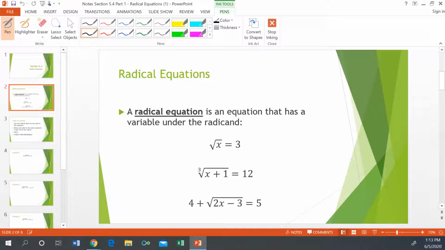A radical equation is an equation that has a variable under the radicand. Remember, the radicand is what's under the radical. It doesn't have to be a square root. It could be a cube root or a fifth root. It doesn't make a difference.